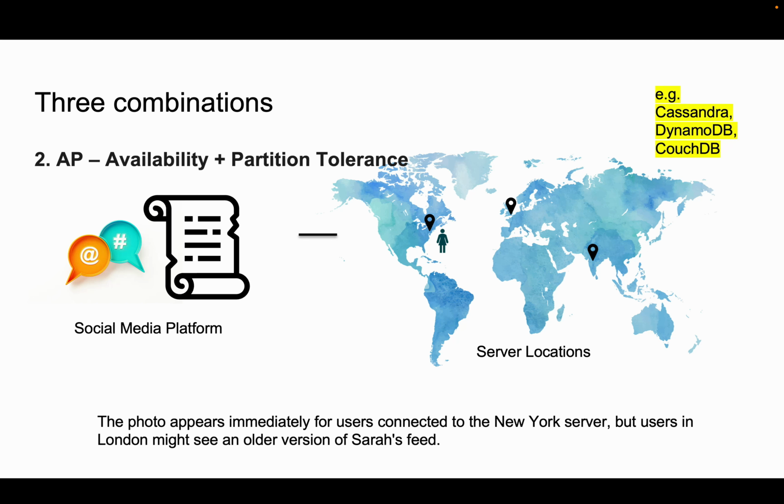Now, examples of such systems, such databases, which are focusing on availability, are Cassandra, DynamoDB, and CouchDB.